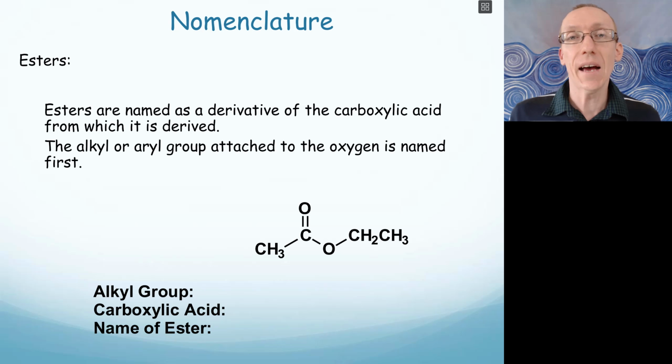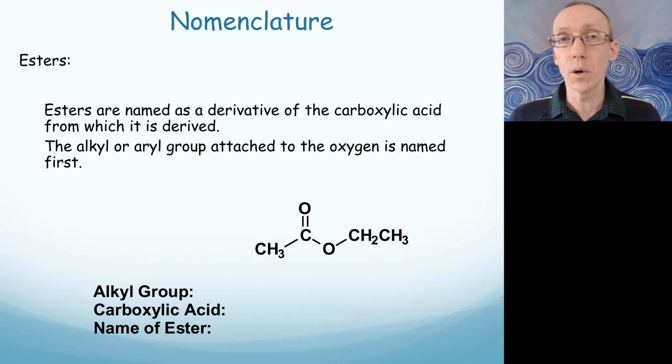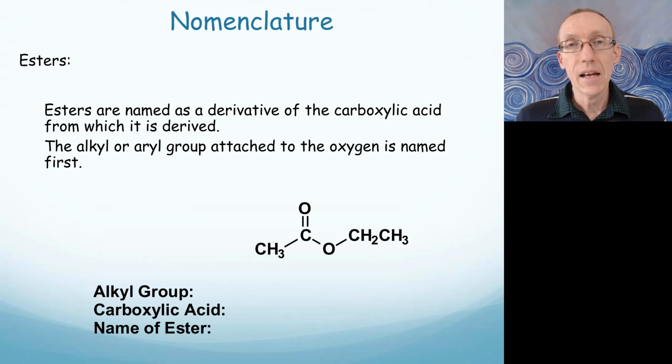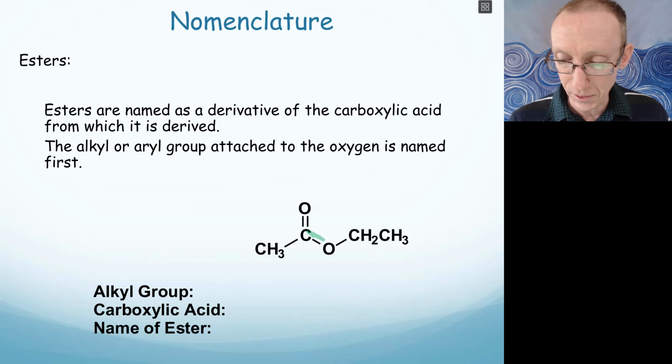So to name an ester, according to our IUPAC nomenclature, we need to go via a certain process. So we name it as a derivative of the carboxylic acid from which it is derived, and with part of the name coming from the alkyl or aryl group that's attached to the oxygen that's then attached to the carbonyl group. Okay, so let's go through it as a process first.